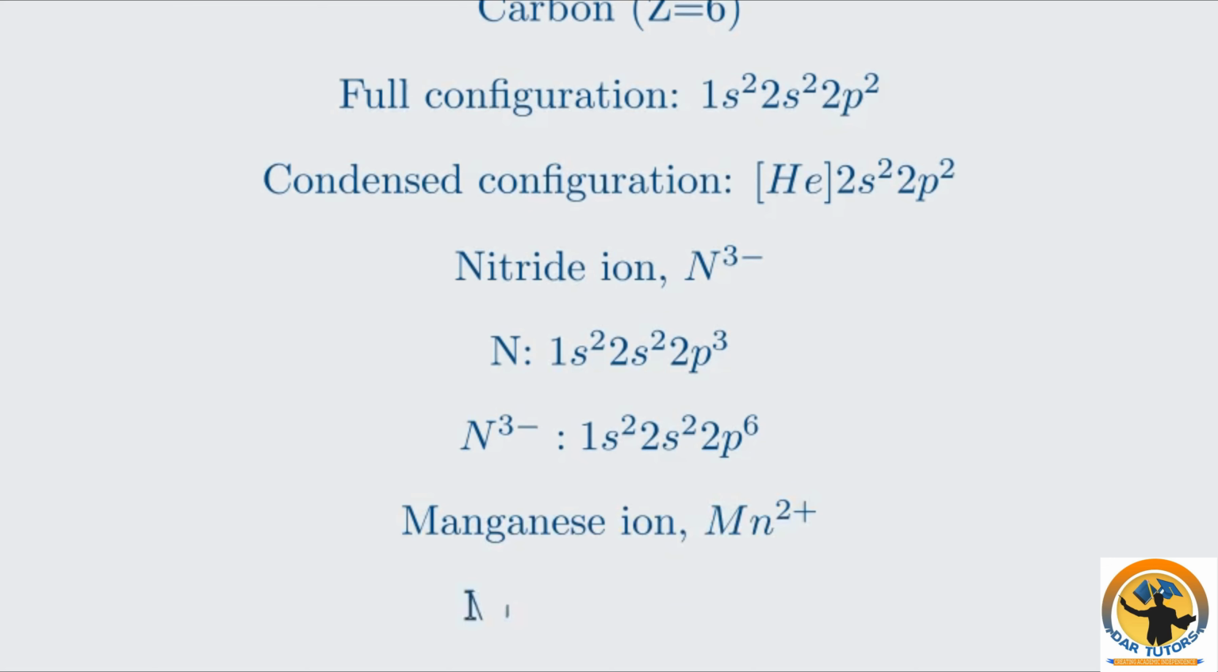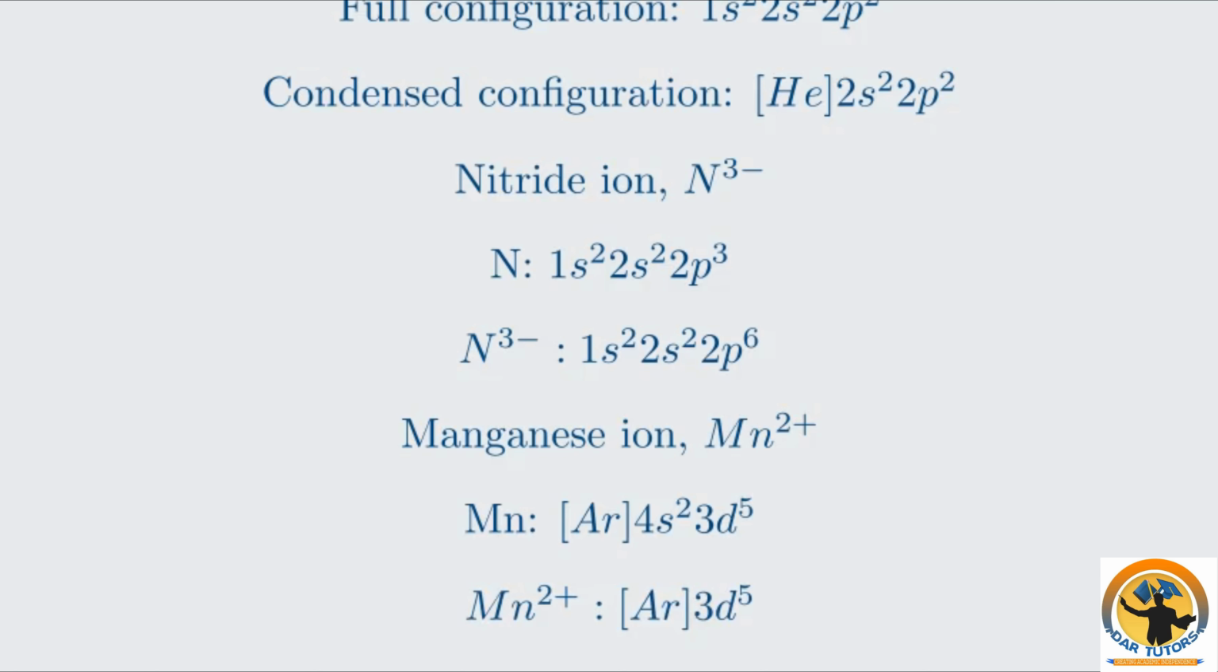Let's look at the manganese atom with 25 electrons. Its configuration is [Ar] 4s², 3d⁵. To form the Mn²⁺ ion, we remove the 2 4s electrons first, resulting in the configuration [Ar] 3d⁵.